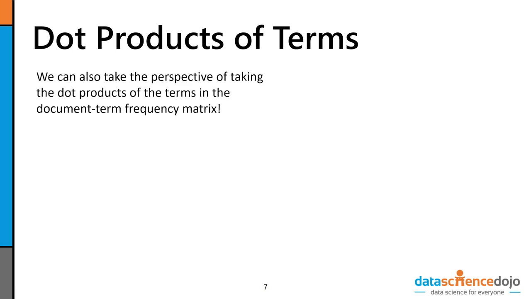So once again, we'll use matrix algebra. And we can see here that we're going to calculate the dot product of all the terms in the document term frequency matrix.